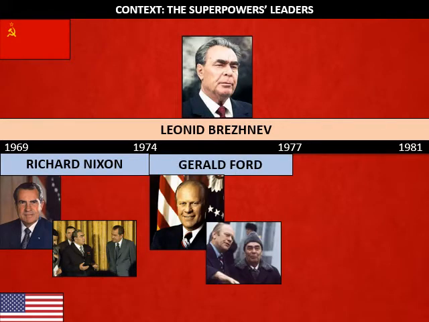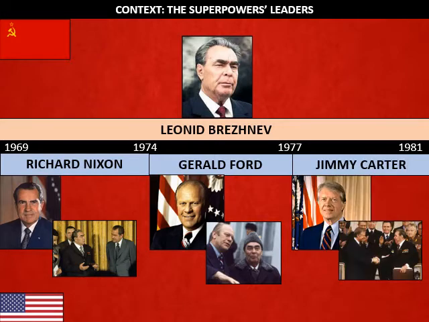And then from 74 to 77, the American president was Gerald Ford, who continued the détente process. And then from 1977 onwards, to the end of détente and slightly beyond, the president was Jimmy Carter. And Carter continued détente, but also brought it to a close at the end of 1979. If you look at our images, you can see Brezhnev meeting each of those presidents.